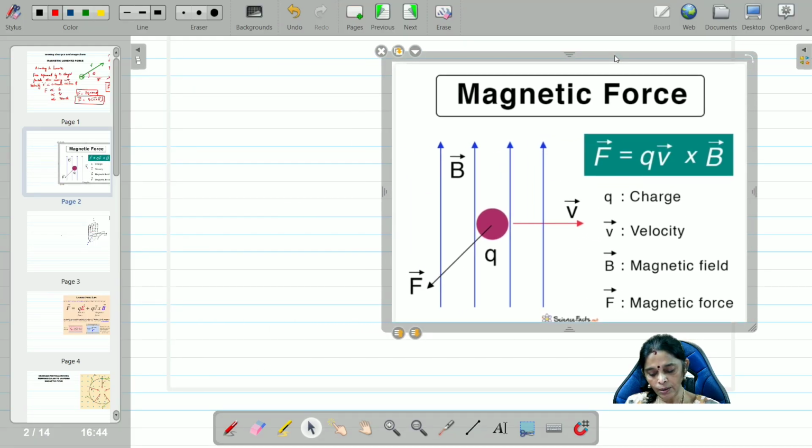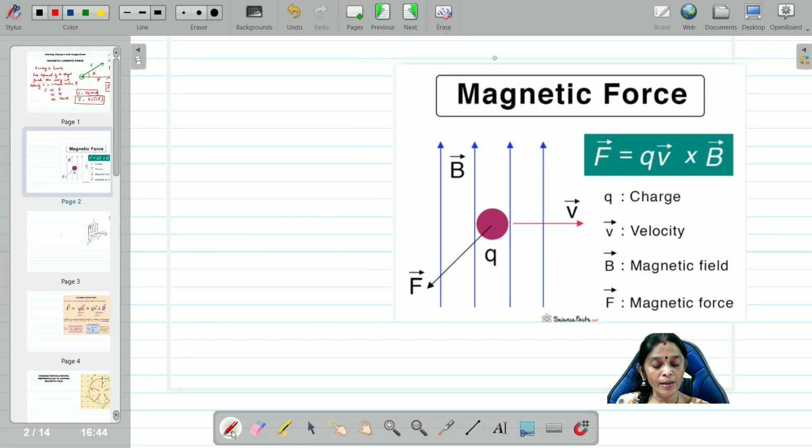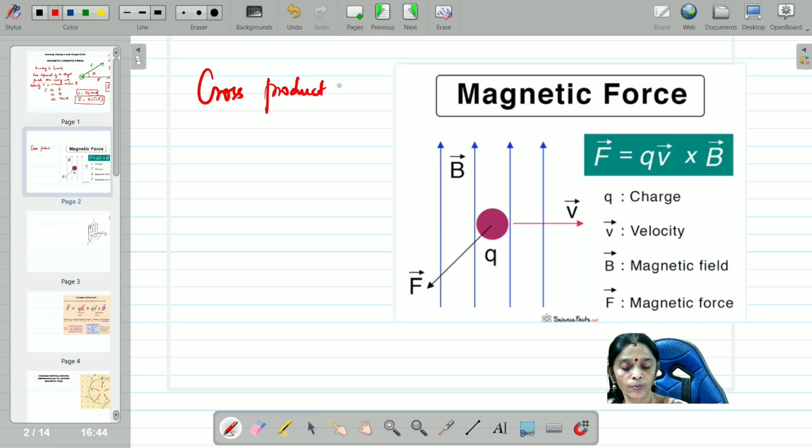You can see here, v is perpendicular to the magnetic field, so the force is acting outwards. But how do you determine the direction of the force? To determine the direction of the force, you can use the cross product rule. So how can you use the cross product rule?